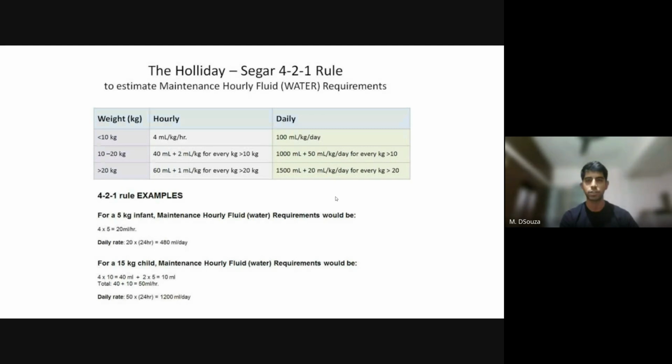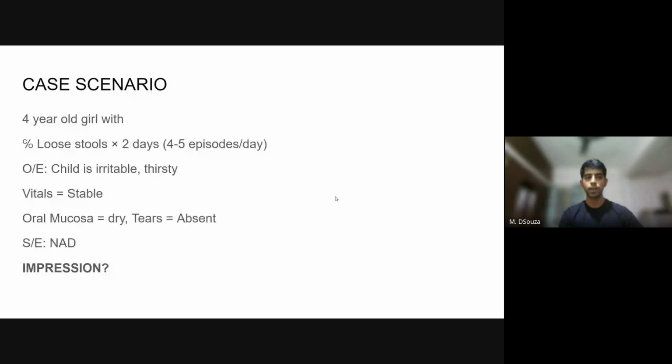In cases of dengue, we have a child who's irritable, thirsty, with stable vitals. Oral mucosa is dry with tears absent. Systemic examination is unremarkable. Would anyone want to venture a guess as to what we're talking about here?